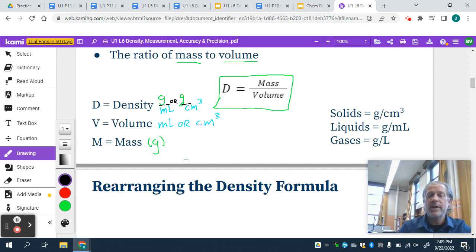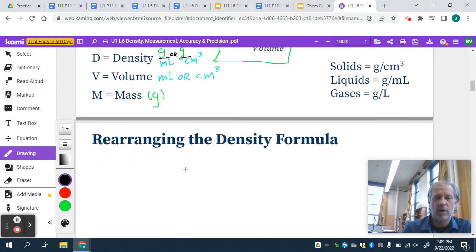So, the next part of today's lesson is how to change, manipulate, rearrange the density formula to get it to solve for the quantities, or variables, that we want it to solve for.